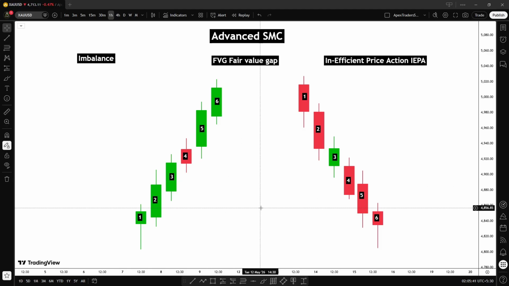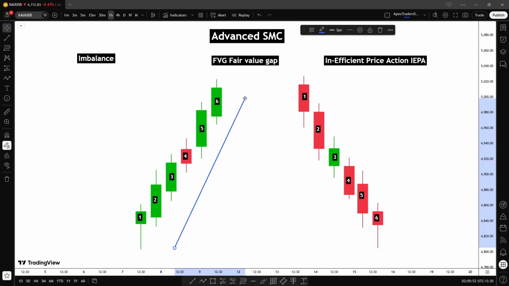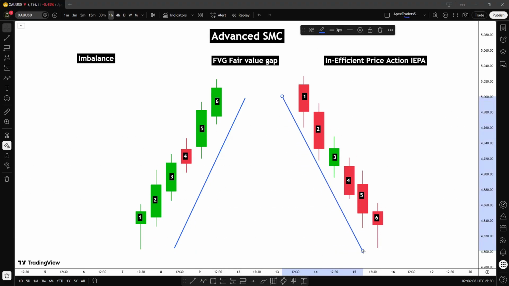Today we are going to see about the imbalance, fair value gap, or inefficient price action. All these three things mean the same thing. If the price is in an uptrend, like this, when the price moves aggressively, the market is moving in favor of one side. That is why it leaves the fair value gap. When there is aggressive selling, the market price will be moving in favor of the seller side, so it leaves a fair value gap. We mark that as a fair value gap.